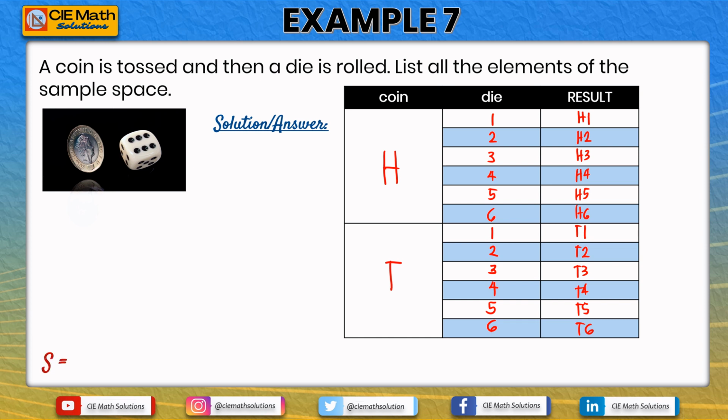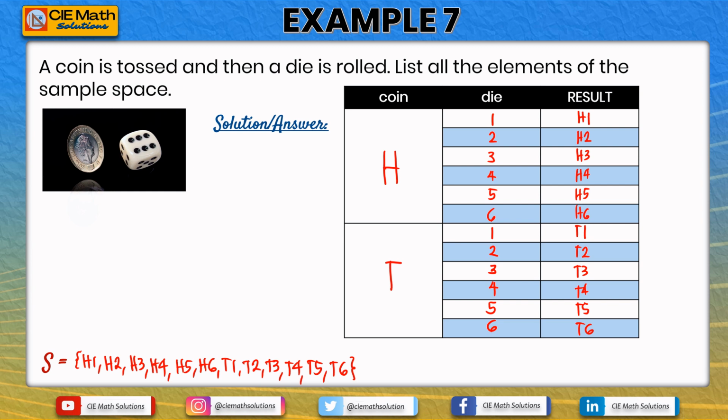The elements then of the sample space contain H1, H2, H3, H4, H5, H6, tail 1, tail 2, tail 3, tail 4, tail 5, and tail 6. There are 12 elements then of the sample space.